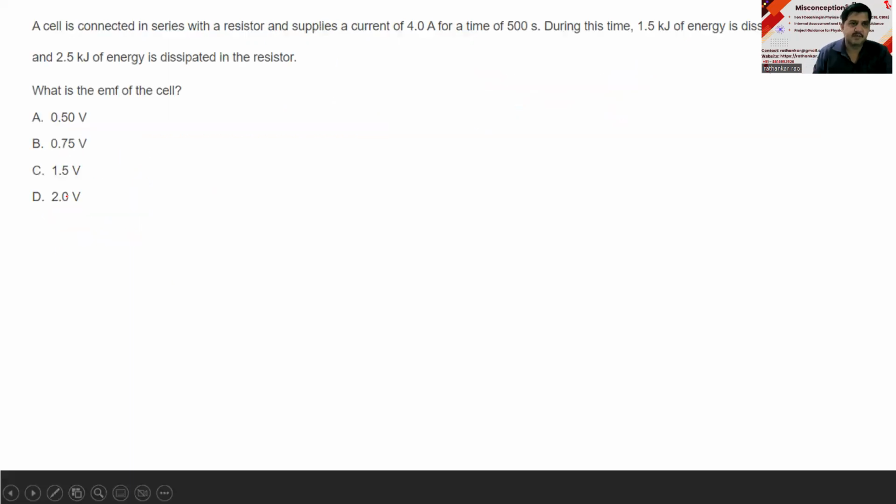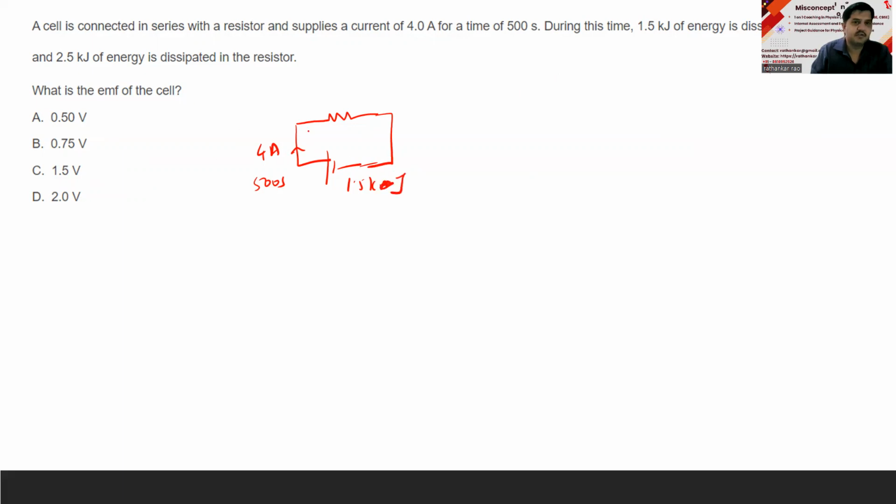Okay. Now let us move on to the next one. A cell is connected in series with a resistor, and it supplies a current of 4 amperes for 500 seconds. 1.5 kilojoules of energy is dissipated in the cell.